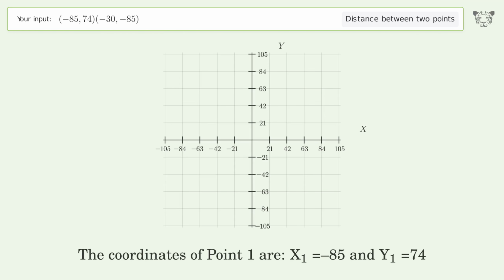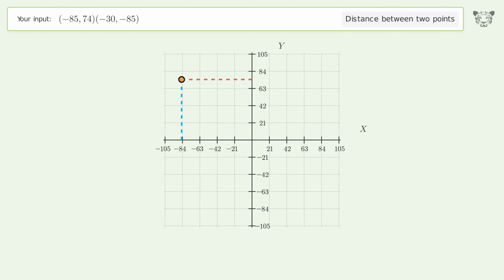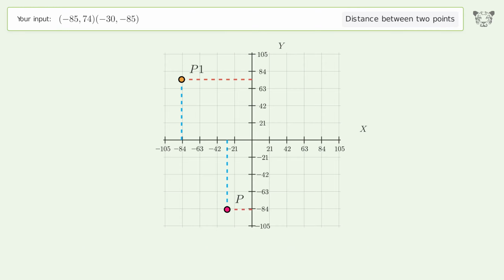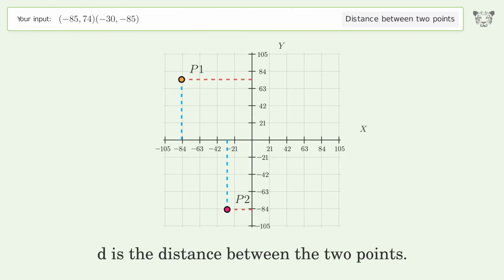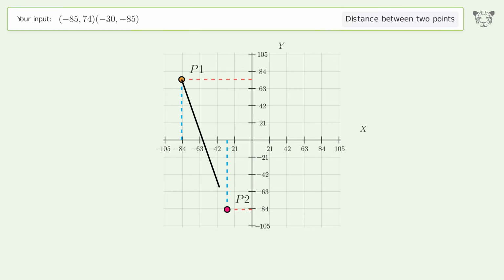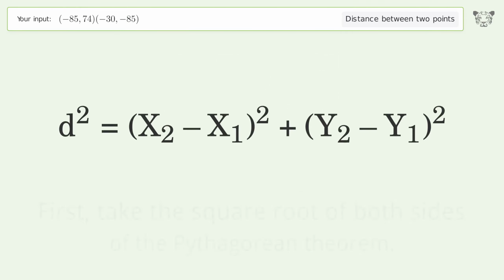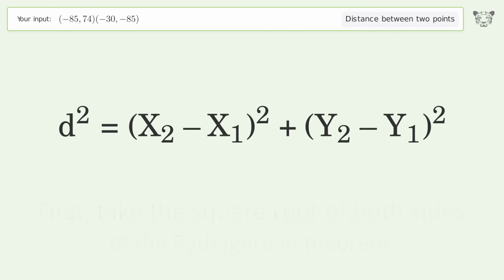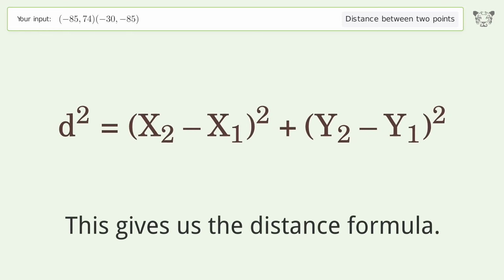The coordinates of point 1 are x1 equals -85 and y1 equals 74. The coordinates of point 2 are x2 equals -30 and y2 equals -85. D is the distance between the 2 points. First, take the square root of both sides of the Pythagorean theorem. This gives us the distance formula.